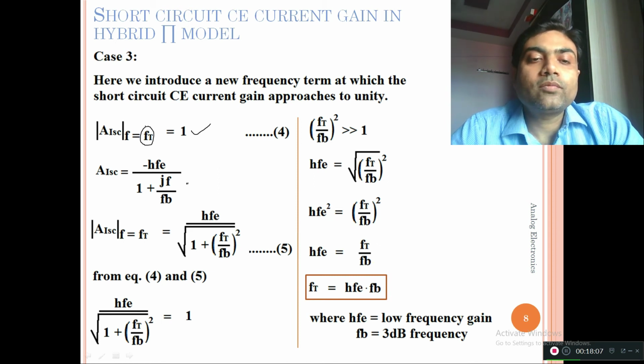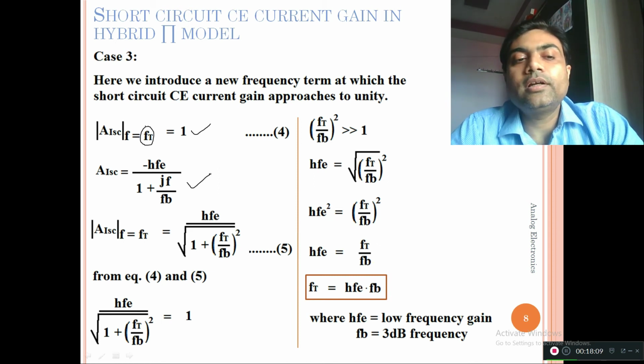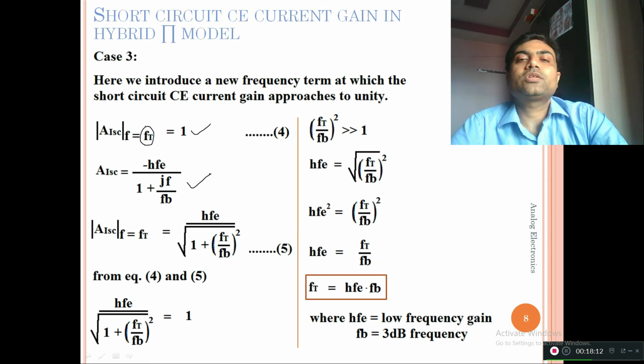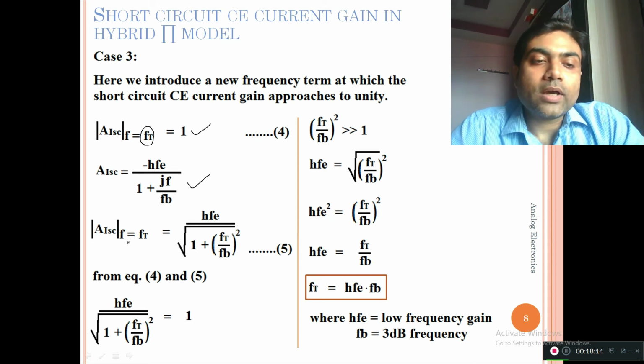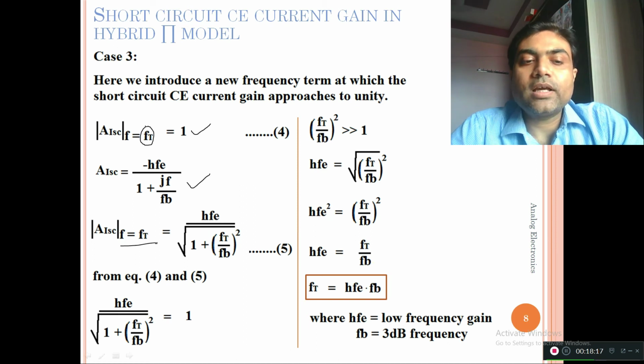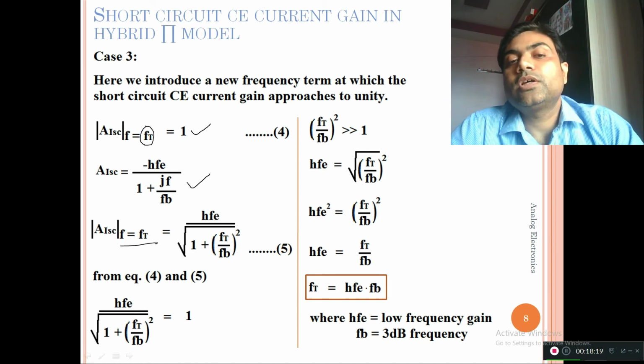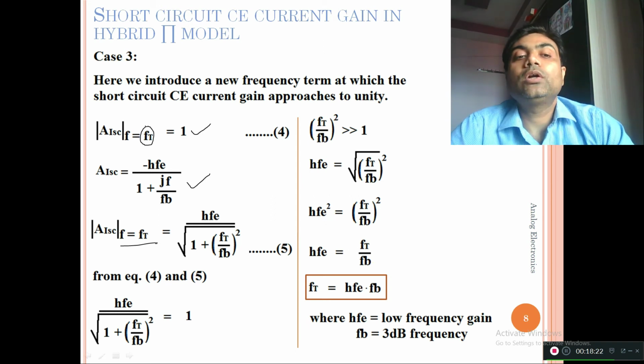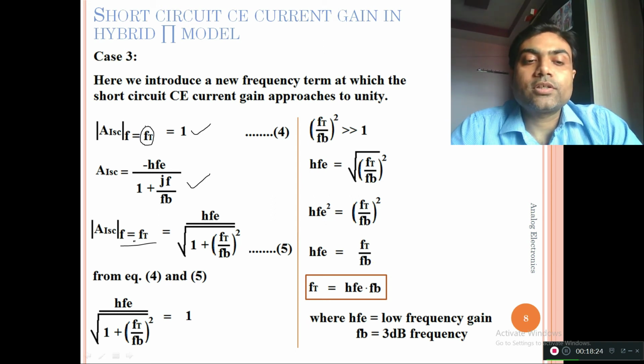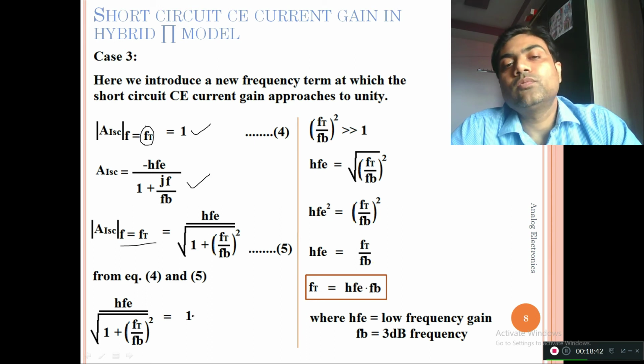Okay, so what we have earlier calculated, AISC equals to minus HFE upon 1 plus JF upon FB. So if I put F equals to Ft, I am saying that the gain becomes 1, or gain will be equal to 1. So let me first introduce Ft term here. So I have introduced in place of F equals to Ft, and we have calculated the equivalent value like this. So equation number 4 and equation number 5, the left hand side is equal, so we can easily compare the right hand sides. So HFE upon this value equals to the 1.